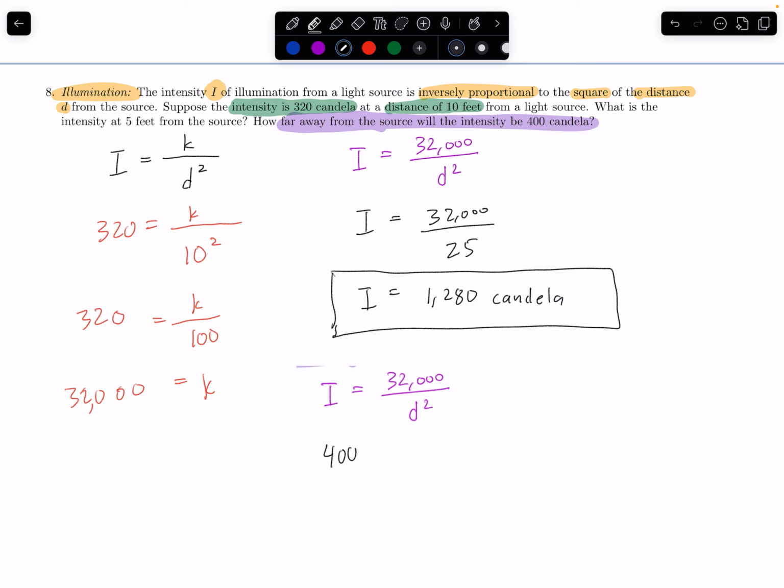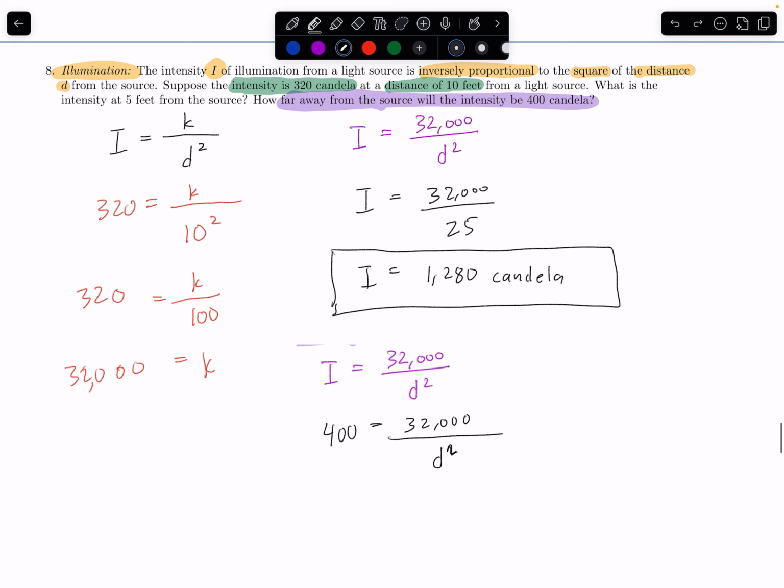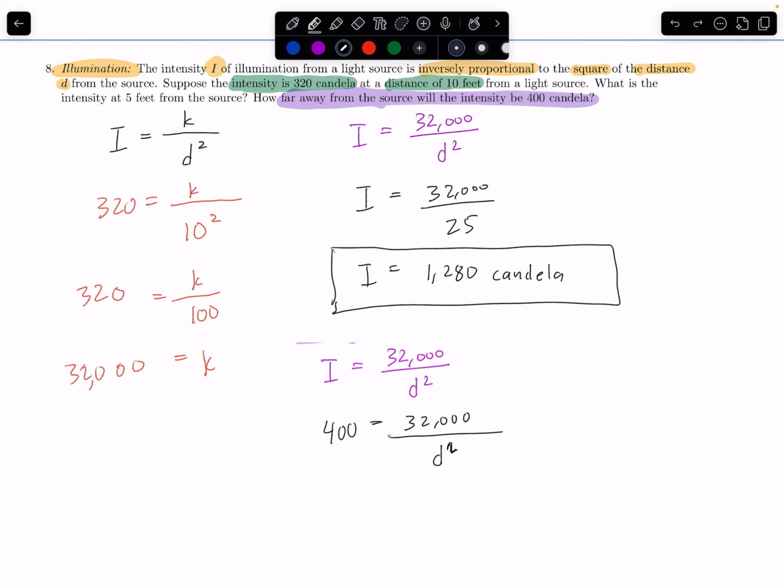I should be 400. So notice what we mentioned in the previous theory part. It's always the same. They give us all the numbers except for one, right? So that we can solve the equation for that missing thing. In this case, the missing thing is the d, the distance. Now 400 candela, that's slightly larger than 320. So slightly higher intensity means I should be a little closer. So the distance I'm expecting to be a little less than 10. But let's see what happens.